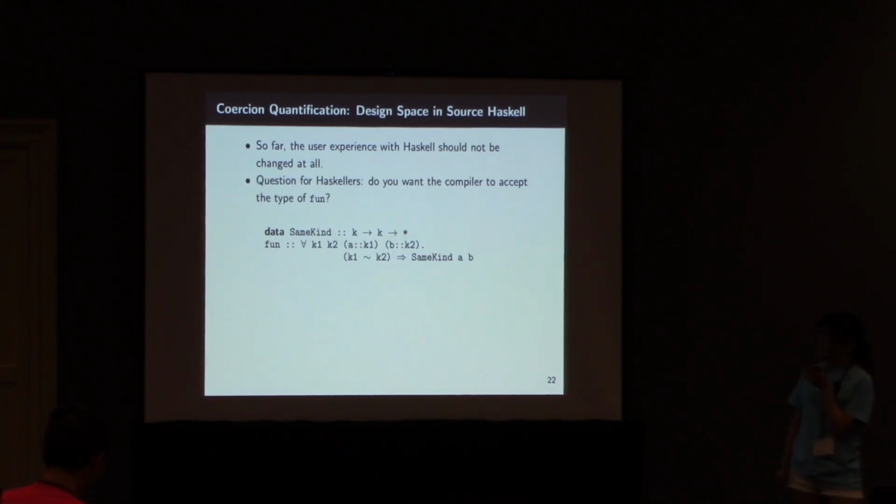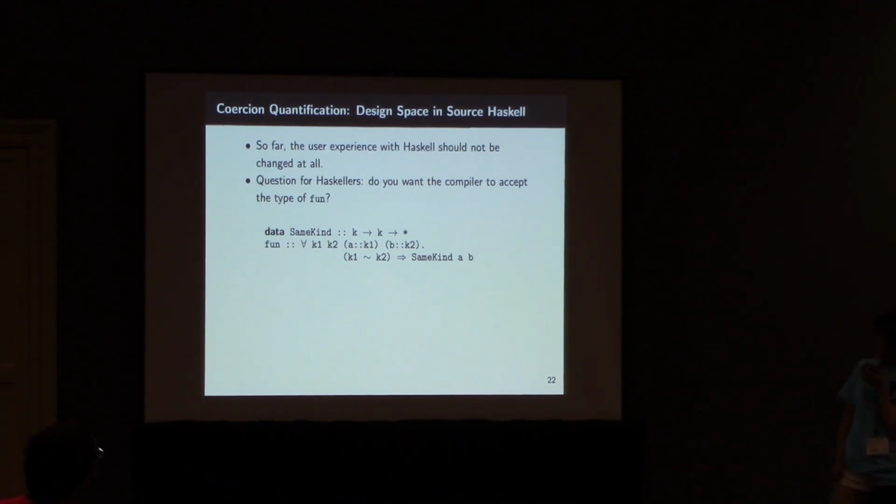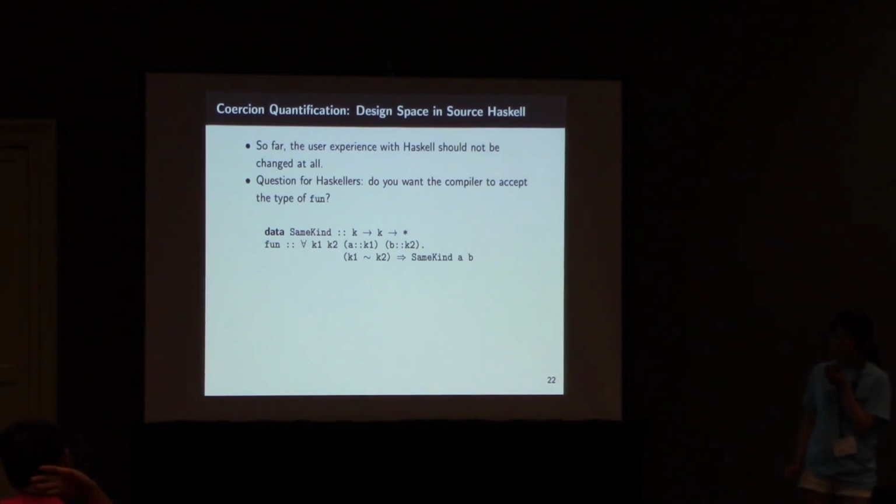For example, do you think the compiler should accept the type of fun? Here, I define this data type SameKind, which expects two type arguments of the same kind, as its name suggests. And we define this type signature for this function fun. In the type signature, the type variable A has kind K1, and the type variable B is of kind K2. And now I say, give me a constraint that K1 is equivalent to K2. I want to return this SameKind A and B. Well, do you think the compiler should accept this program?